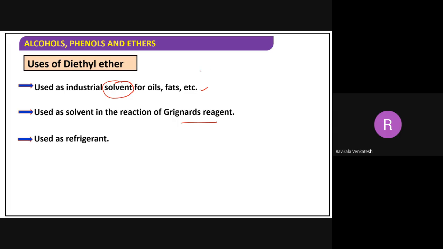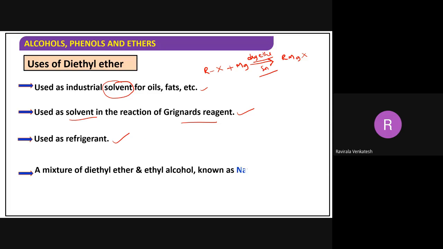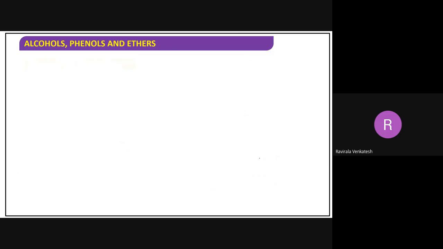I gave one Grignard reagent reaction. Sorry, preparation of Grignard reagent. RX reacts with magnesium in presence of which solvent, beta? Anybody remember? Dry ether. Dry ether we take. So that is nothing but the solvent here, used in the making of Grignard reagent. Ethers are also used as a refrigerant, and a mixture of diethyl ether and ethyl alcohol is known as natalite. It is generally used as a fuel, a substitute for petrol. If we don't have petrol, we can use diethyl ether and ethyl alcohol. It is called natalite. So this is about some uses.